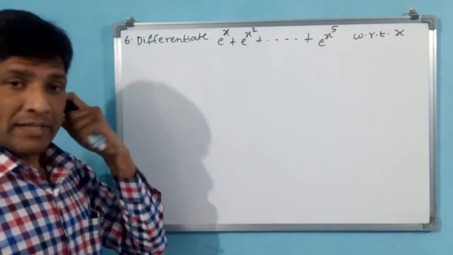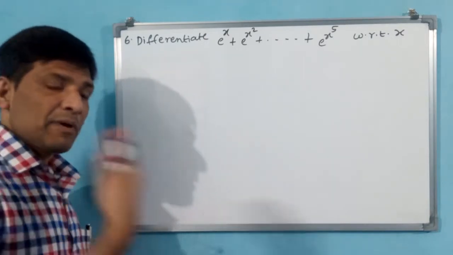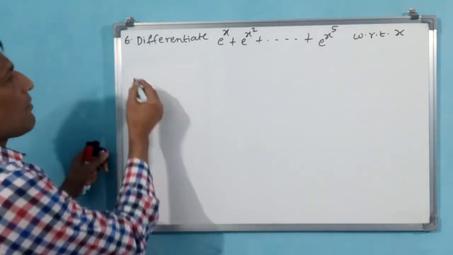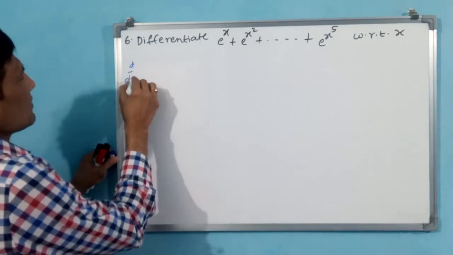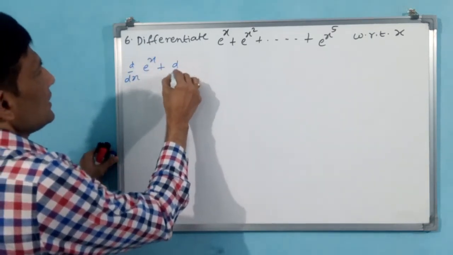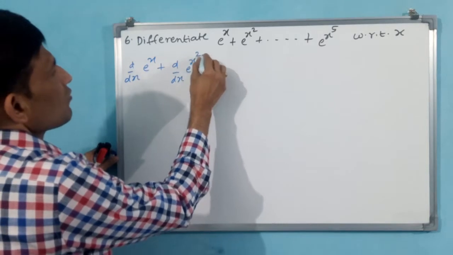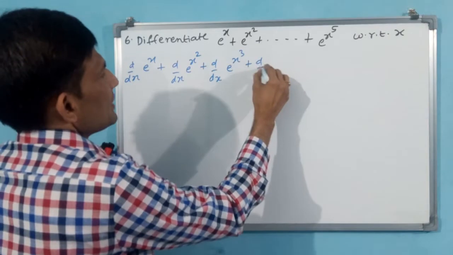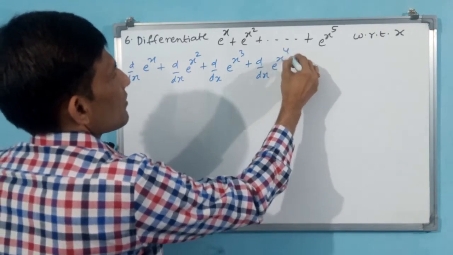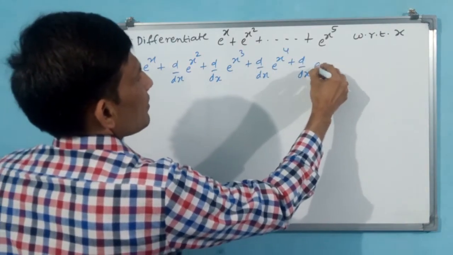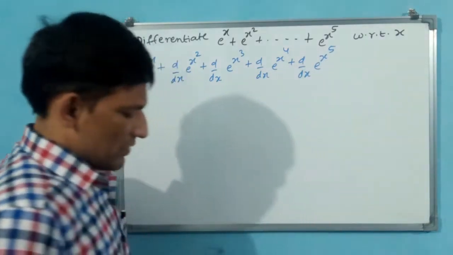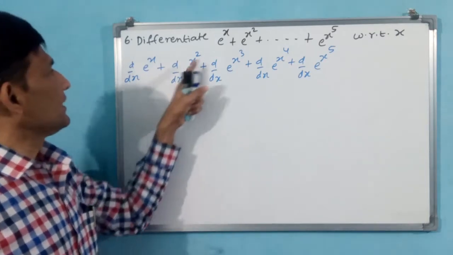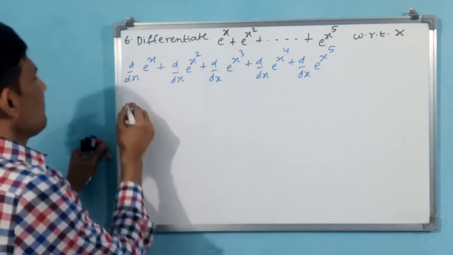First, you have to take e power x as one function, and x power something as another function. Okay, let us do it. See what I am writing. d by dx of e power x plus d by dx of e power x square plus d by dx of e power x cube plus d by dx of e power x to the power of 4 plus d by dx of e power x to the power of 5. Is it correct? Definitely correct. Now proceed.